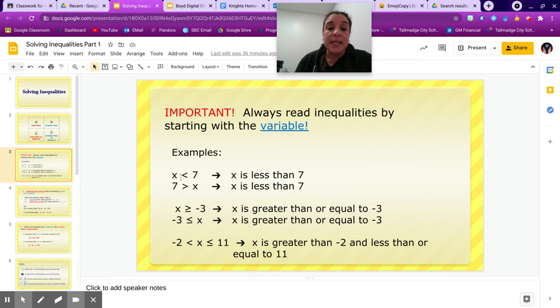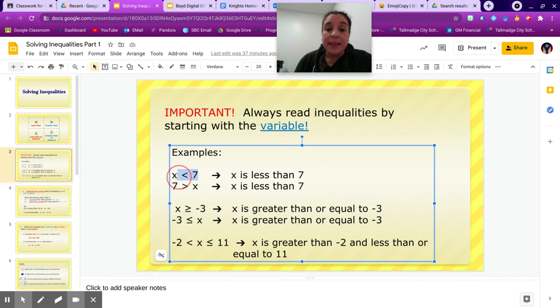If you read the variable first, it'll help you understand what statement is being made. So for example, x is less than 7 is how I would read this first inequality, but I can also write x is less than 7 this way. That sometimes confuses kids because it looks like the symbol is going in a different direction. But if you read it starting with the x, you can see that the alligator is eating the 7 in both of these cases, so x is less than 7.